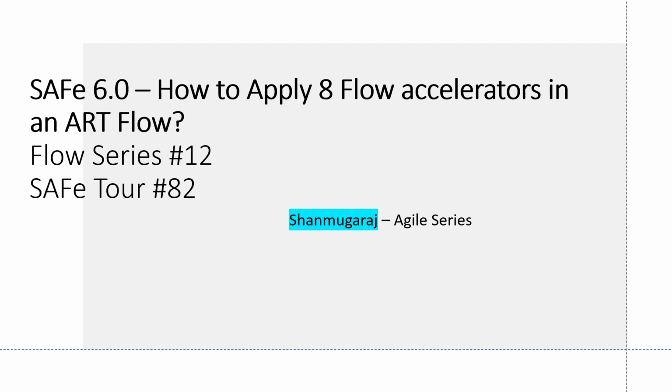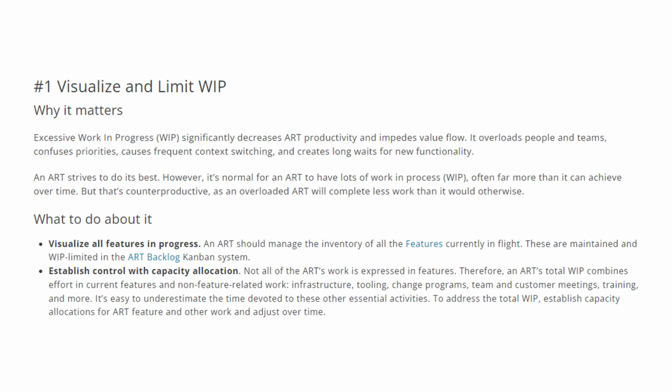With that, let us continue our journey on SAFe, particularly around topics of flow. Today's topic is how to apply 8 flow accelerators in an ART flow, which is newly introduced in SAFe 6.0. How do we get into uninterrupted flow? It is about adopting 8 flow accelerators to get into uninterrupted flow of the systems.